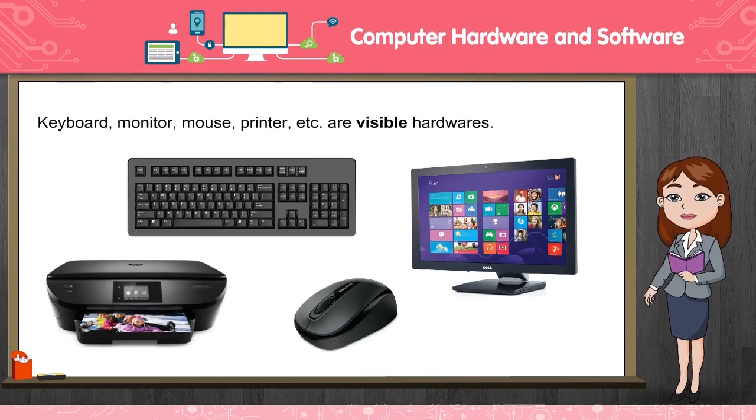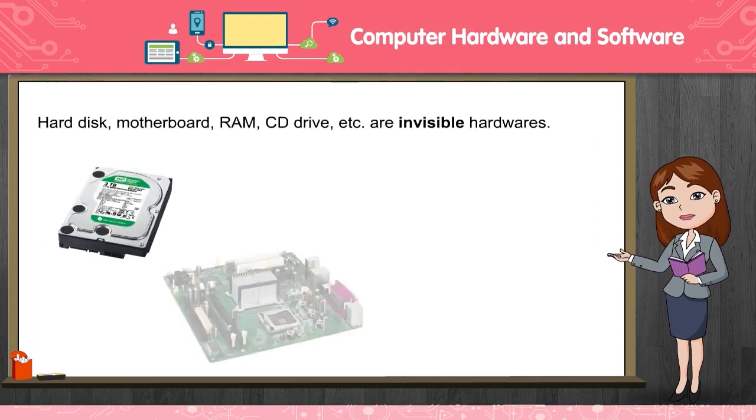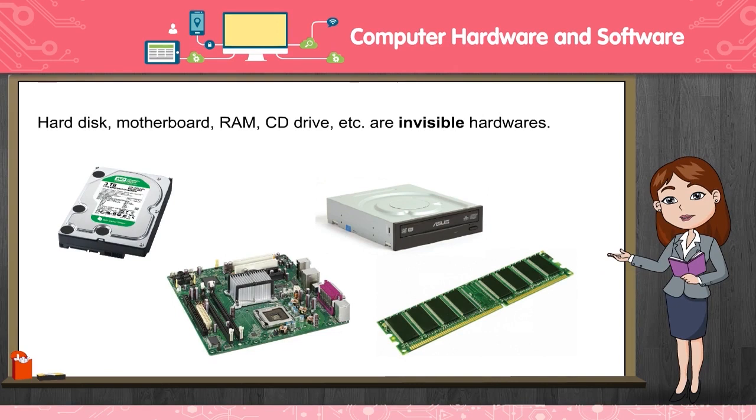Keyboard, monitor, mouse, printer, etc. are visible hardware. Hard disk, motherboard, RAM, CD drive, etc. are invisible hardware.